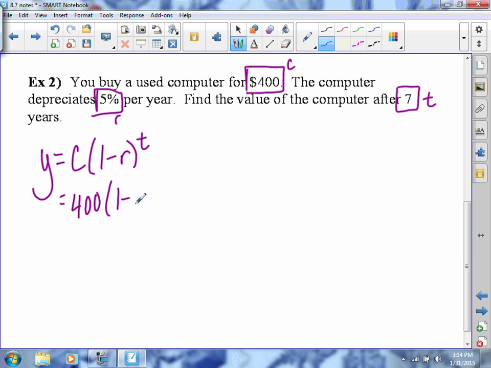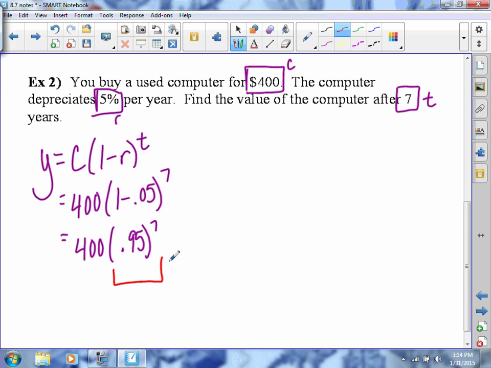And we're going to change the 5% to 0.05. And then our time now is 7. So we have an actual number we can substitute in. Now we're going to simplify this. Think of this as 100 minus 5. So that'll be 0.95 to the 7. So we want to simplify that first before we plug it into our calculator.